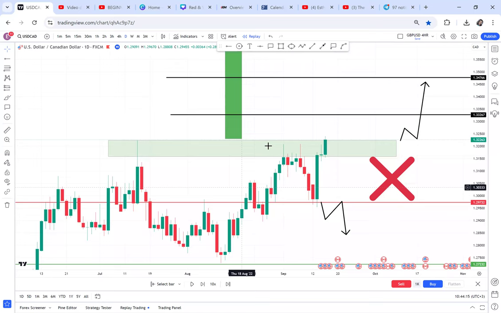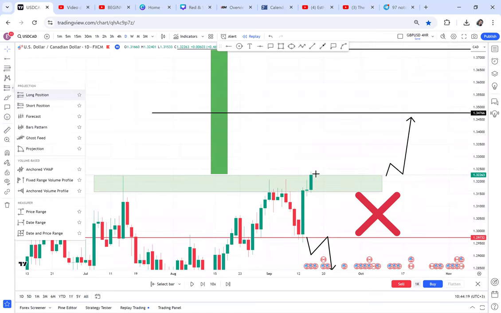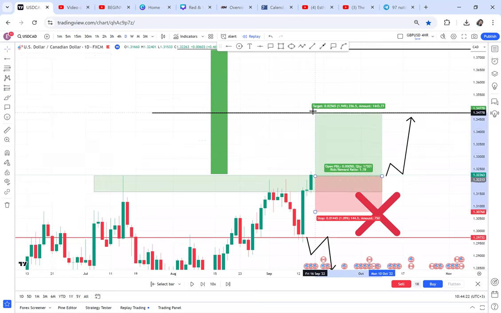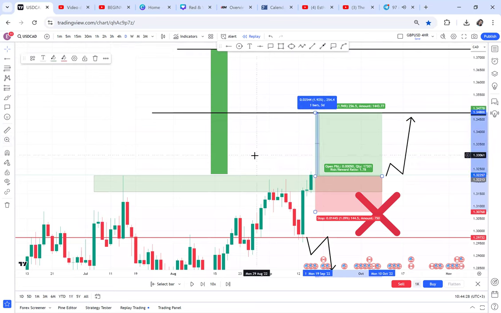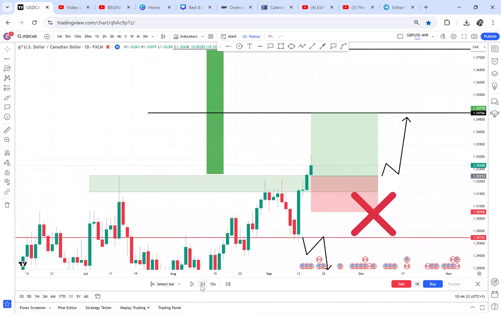Now, if you enter this trade, you are targeting TP1. I've said TP2 is not guaranteed. So we are targeting TP1. How many pips are those? 254 pips. Oh my goodness. These patterns are very profitable. 254, it's a lot of money.